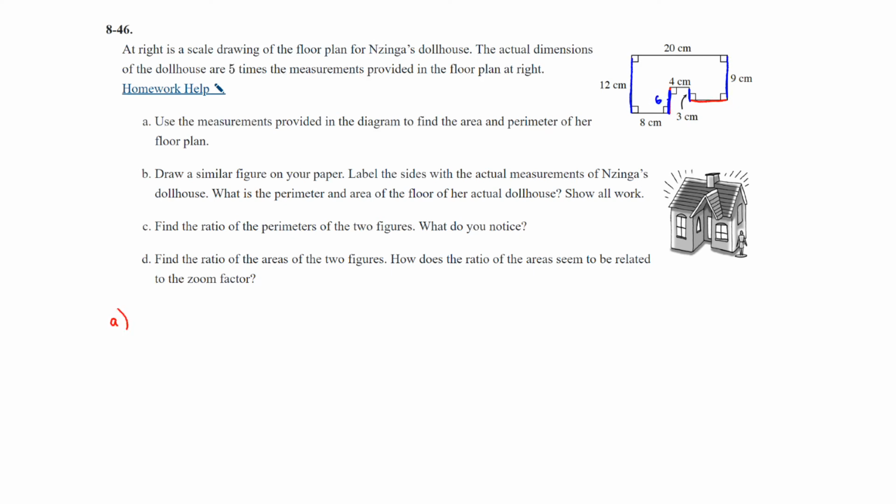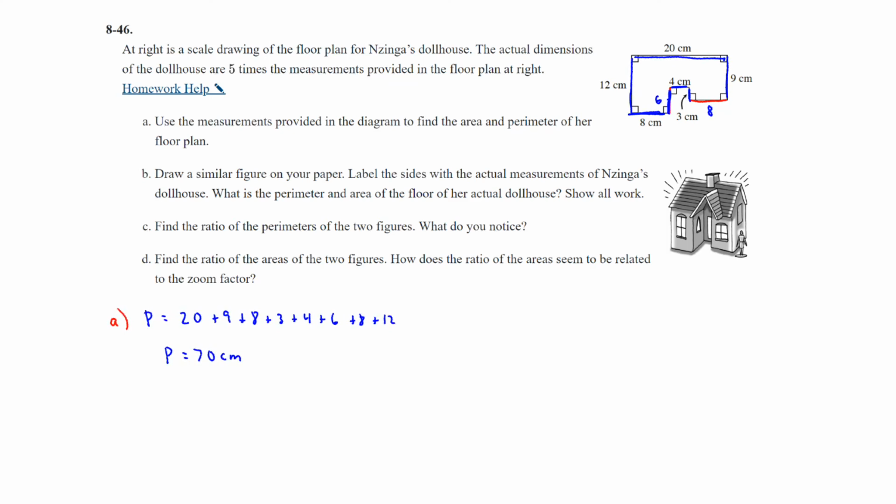Kind of the same thing on the bottom. We are missing that bottom red piece still, but we know this entire length is 20, so let's piece it together. This length is 8, this length is 4, which is 12, so what's left would be 8 centimeters. So for the perimeter, if we have all the sides, I'm going to start at the top with 20 and work clockwise. So 20 plus 9 plus 8 plus 3 plus 4 plus 6 plus 8 plus 12. Add up all those numbers to get the perimeter of the floor plan, and that will add up to 70 centimeters.